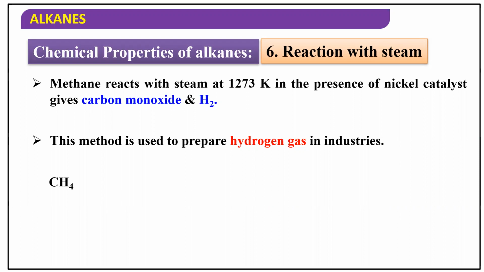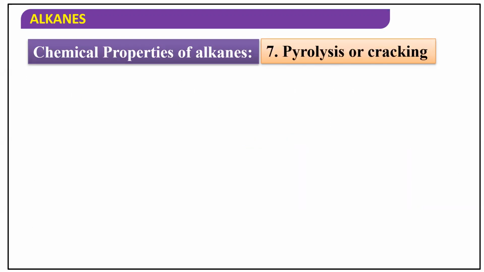So let's have a look at the chemical reaction. CH4 plus water in the form of steam gives us carbon monoxide, of course, in the presence of nickel and heat, carbon monoxide and hydrogen. Hydrogen is produced in large quantities, hence, this is used to prepare hydrogen gas in the industry.